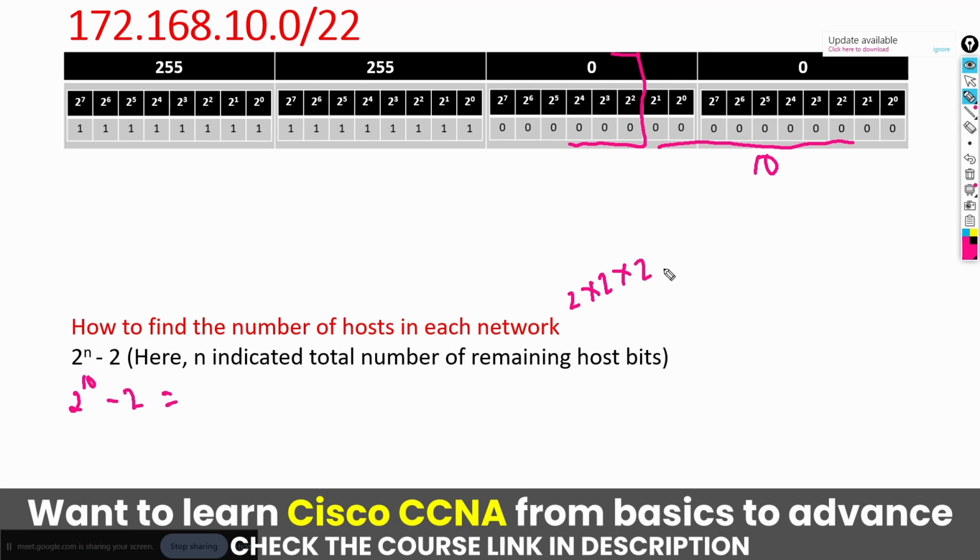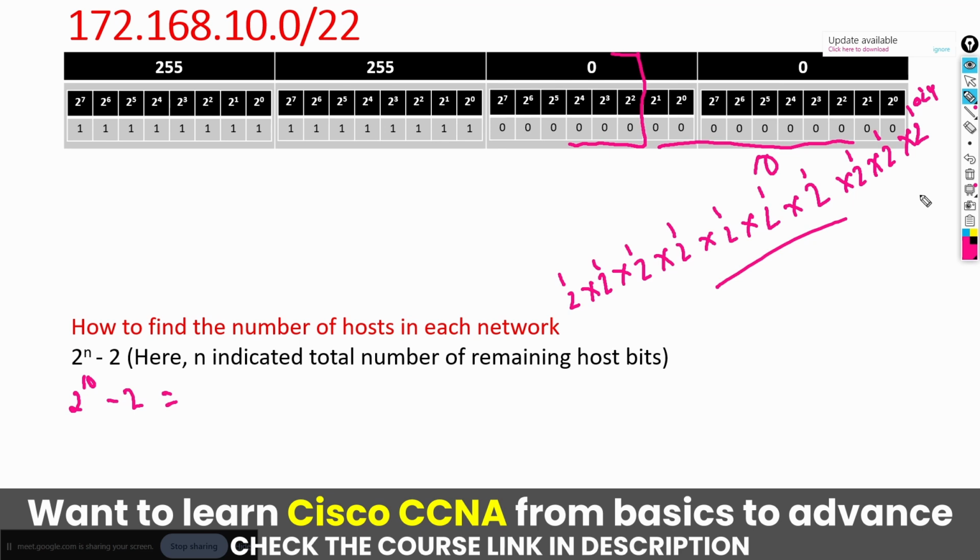2 times 2 times 2 and so on, 1, 2, 3, 4, 5, 6, 7, 8, 9, 10. Do not use a calculator, okay? In the exam you will not get a calculator. Just use your brain. 2, 4, 8, 16, 32, 64, 128, 256. Here you will get 512, and here 1024. Tell me if I am wrong or if I am correct. You are right. I am right? Okay, nice.